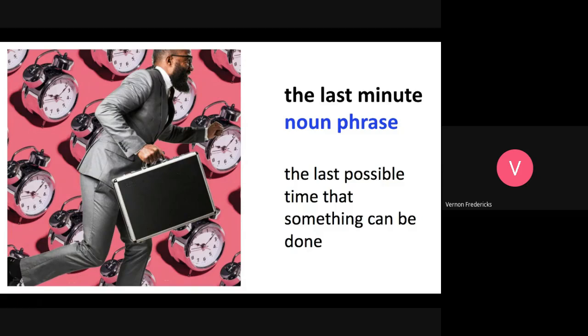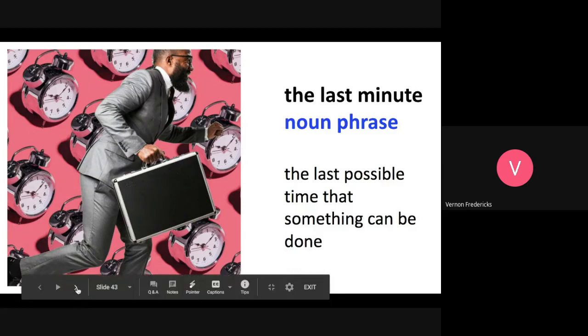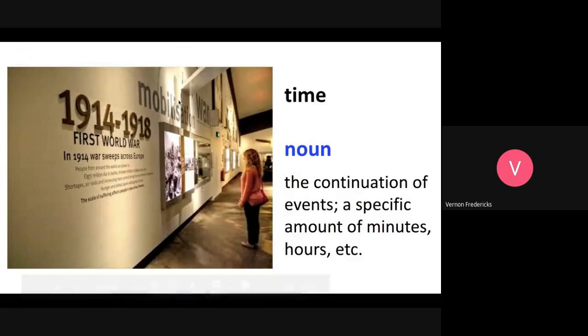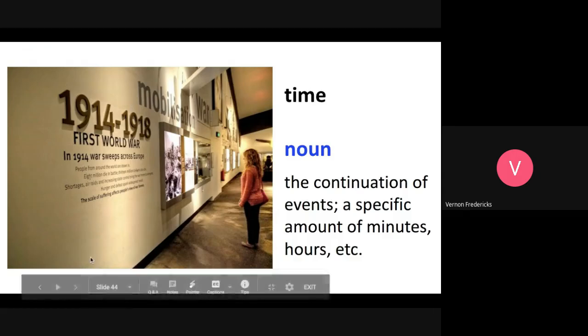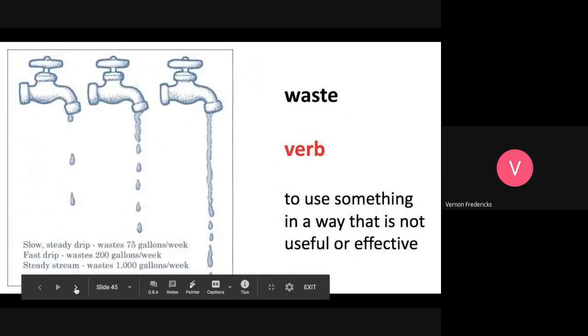Doing something at the last minute is to do something at the last possible time before you have to do it. Okay, students, not healthy. Okay, the next noun is time. The continuation of events, a specific minute, amount of minutes, hours. I think this word is easy. I think you understand this word.